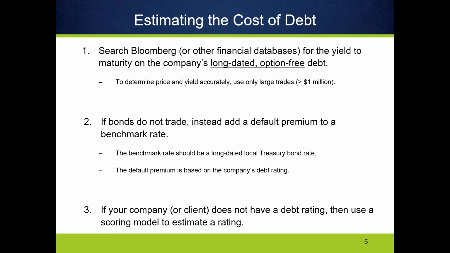And there's a couple of things here that are important. The first one is we want to try to match the remaining maturity of the bond to the maturity of the cash flows that we're going to discount using the WACC. So that means, remember, we forecast our free cash flows for 10 to 15 years. That means we're looking for a bond that has about 10 to 15 years of life on it.